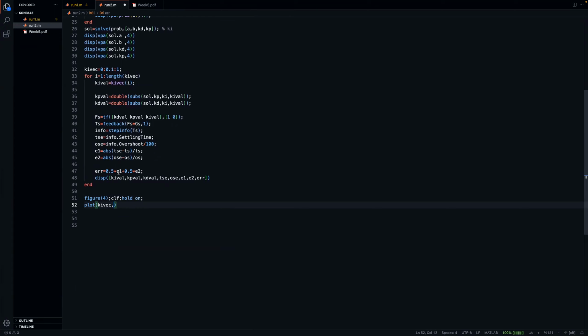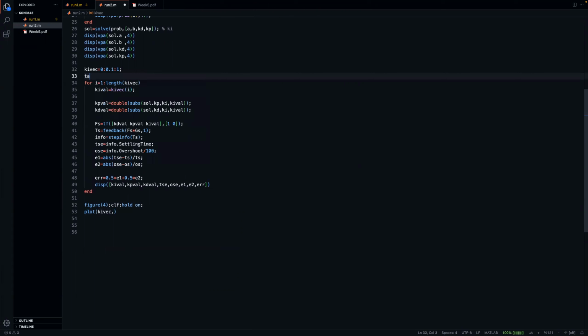Before I do that, of course, I have to save this whole thing. What I can do is create a table and save everything into a table. That's why we call it tabulation, because we're generating a table, basically. How many rows do we need to have? We have KI vec rows, because each row corresponds to a certain KI value.